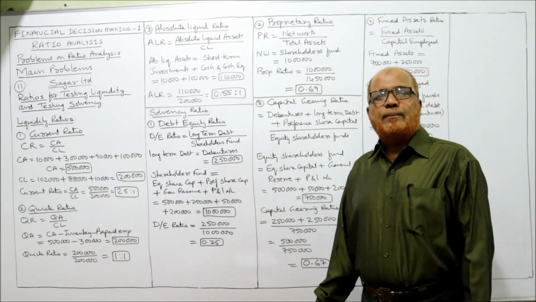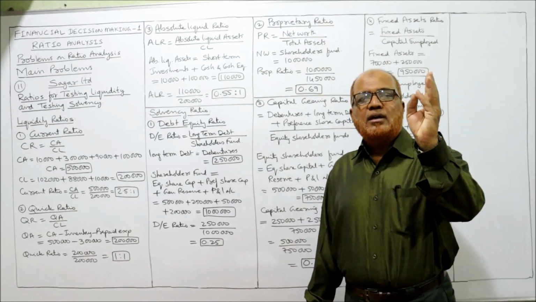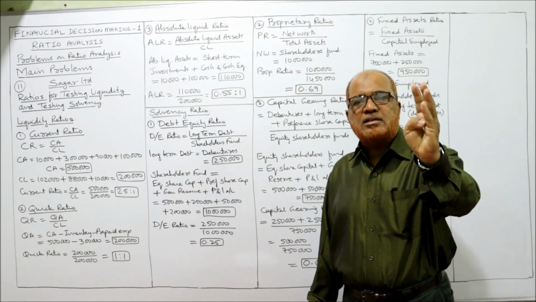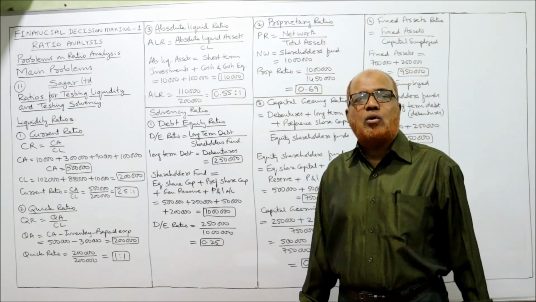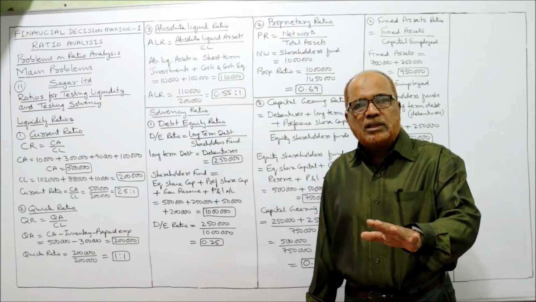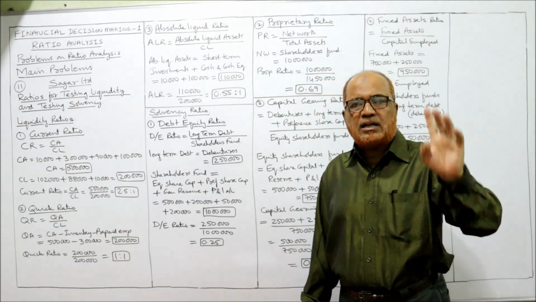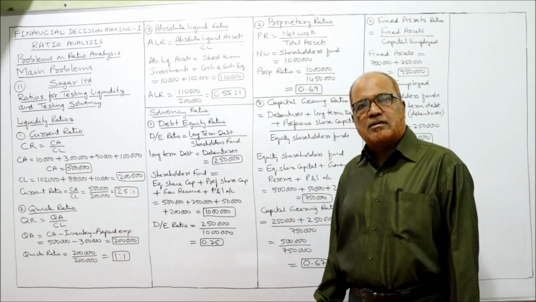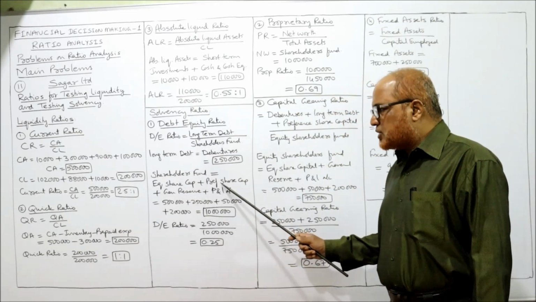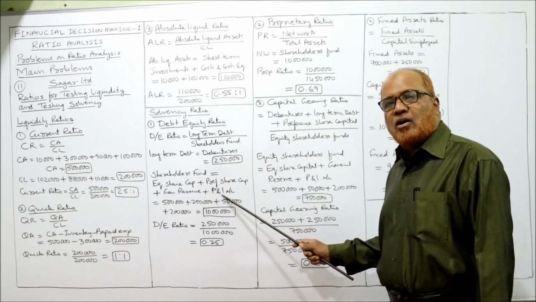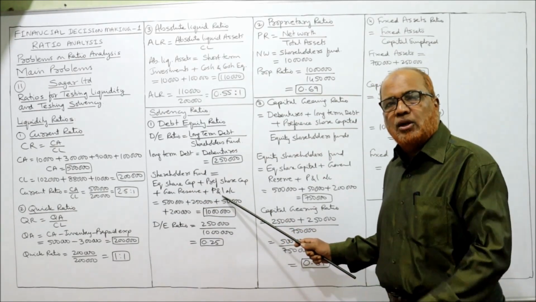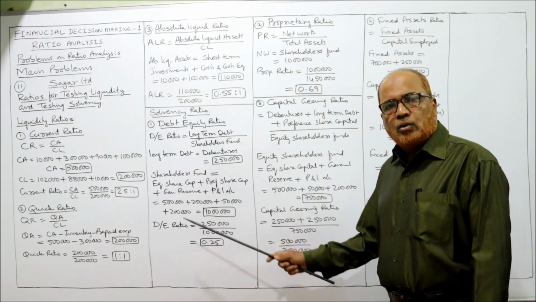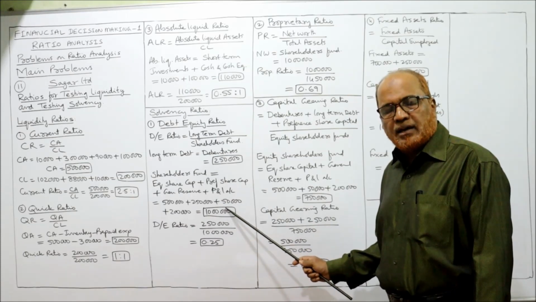Now shareholders' fund. Shareholders' fund consists of equity share capital plus preference share capital plus general reserve plus profit and loss account balance. All these things I have already explained in the first and second videos, the starting theory videos. All these things are given in the notes. So add up all, you'll get 10 lakh rupees.